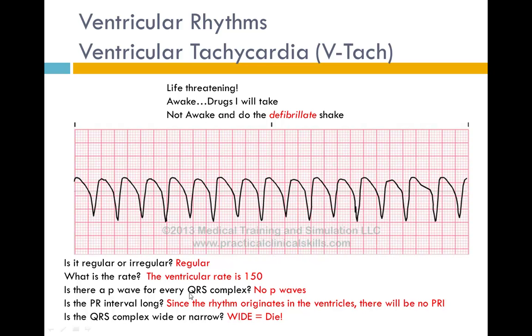Is there a P wave for every QRS? Nope, no P wave at all. Is the PR interval long? Since the rhythm originates in the ventricles, there wouldn't be a PR interval, right? Is the QRS complex wide or narrow? Oh my gosh, it's very wide. I think of wide and I think of wide and die. So this is life-threatening. You have to memorize this rhythm.